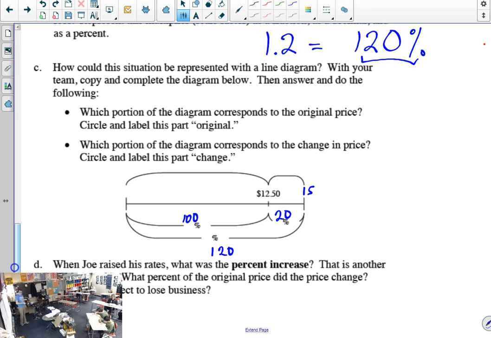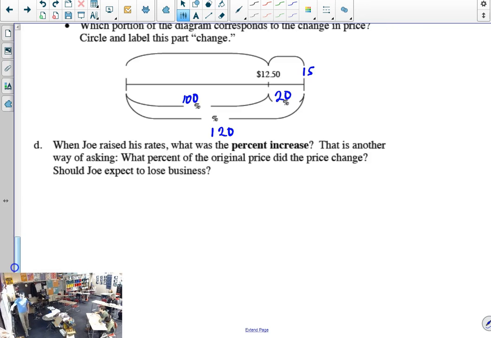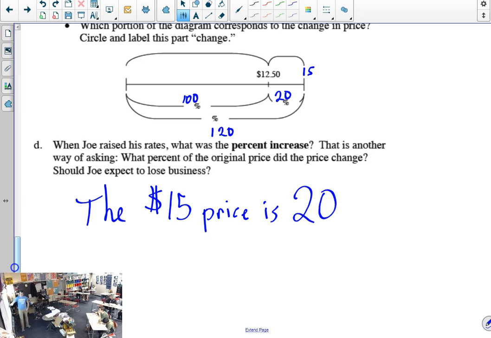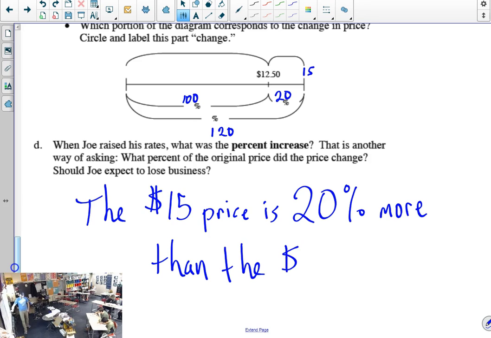So we can make the statement, the new price, actually we could say the $15 price, is 20% more than the $12.50. Because this was our whole. This was our denominator, the $12.50. It's what we're referencing. We're referencing back to the old price.